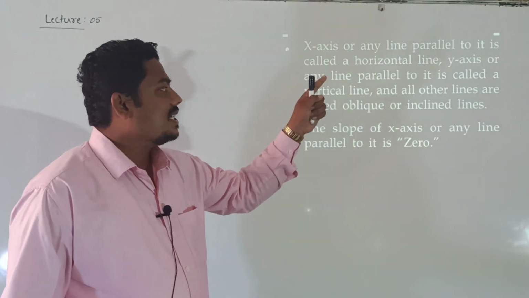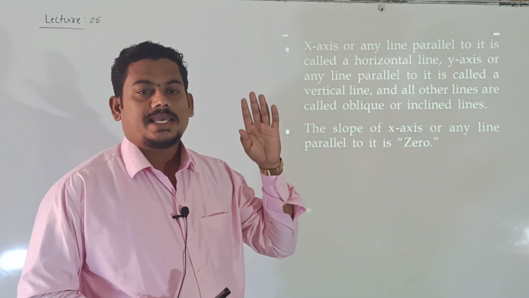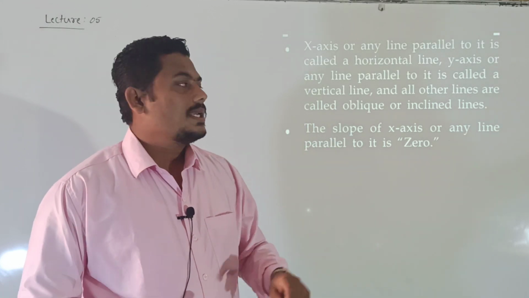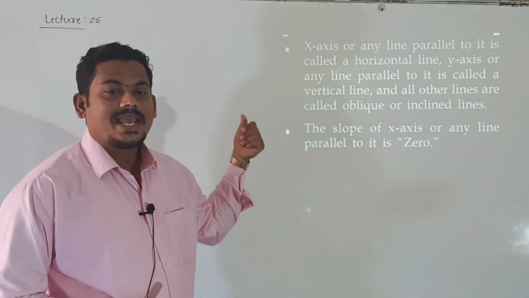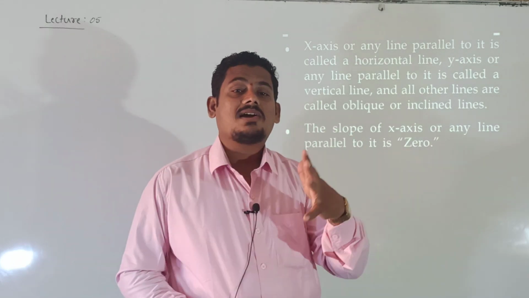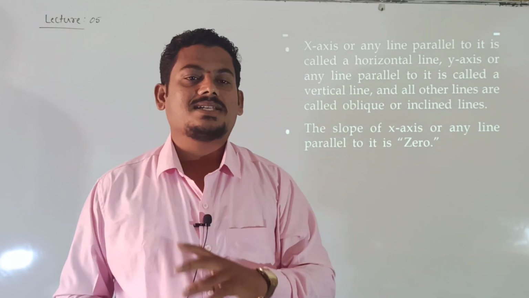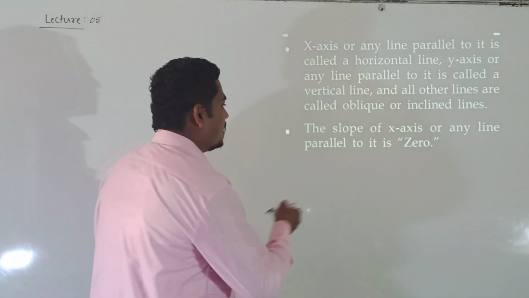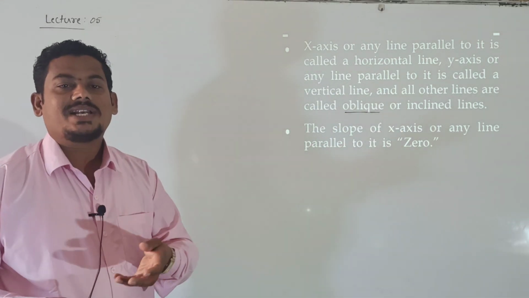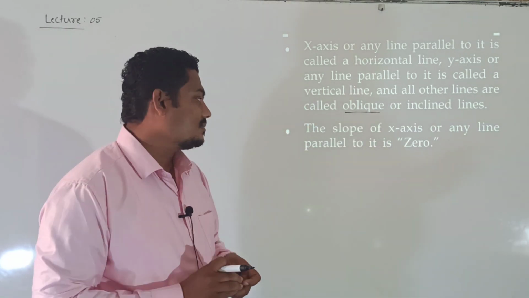The x-axis or any line parallel to the x-axis is called a horizontal line. Any line parallel to the y-axis or the y-axis itself is known as a vertical line. Other than these two, the lines are called oblique lines, meaning non-vertical, non-horizontal lines are called oblique lines or inclined lines.